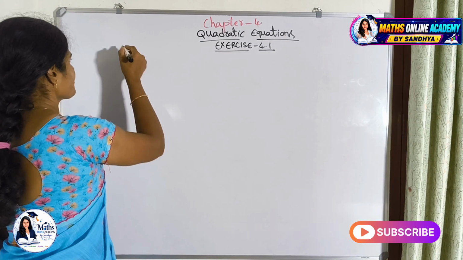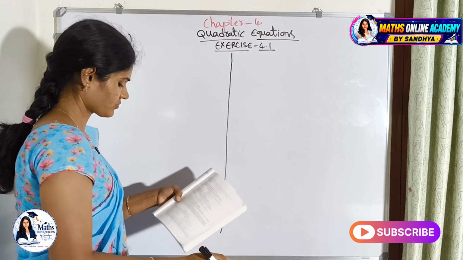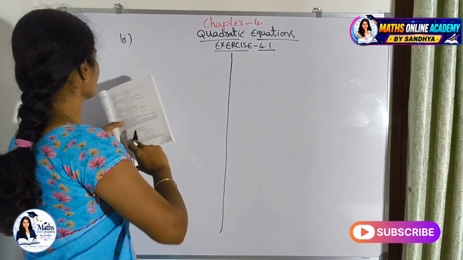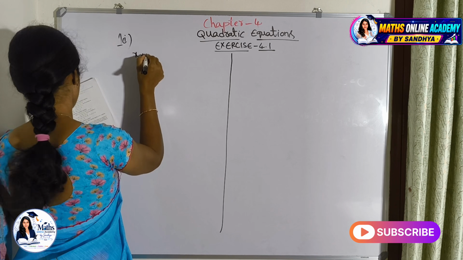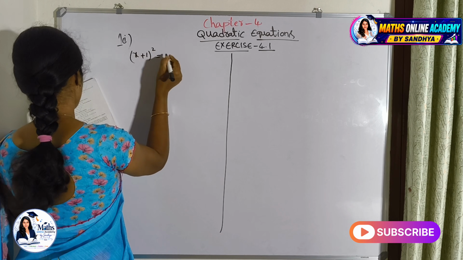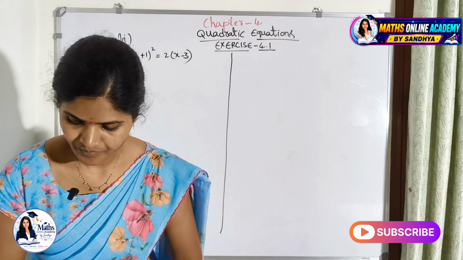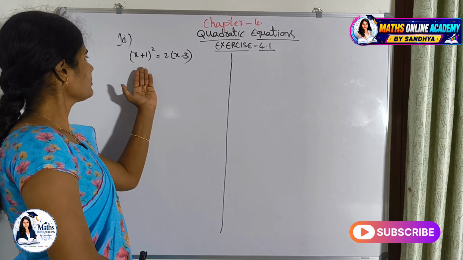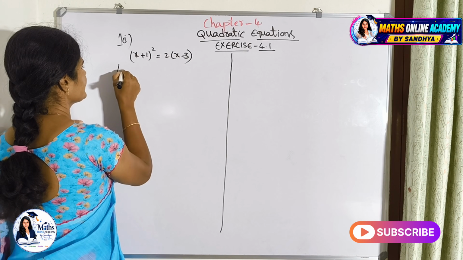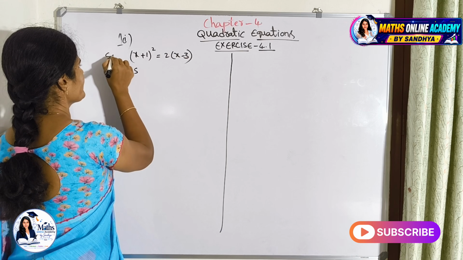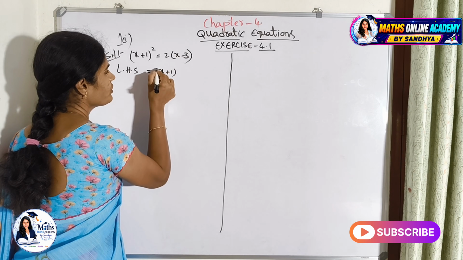So, first question. Check the first question: (x plus 1) whole square equal to 2 into (x minus 3). Okay. We have to check whether this is a quadratic equation or not. Solution. LHS equal to (x plus 1) whole square.